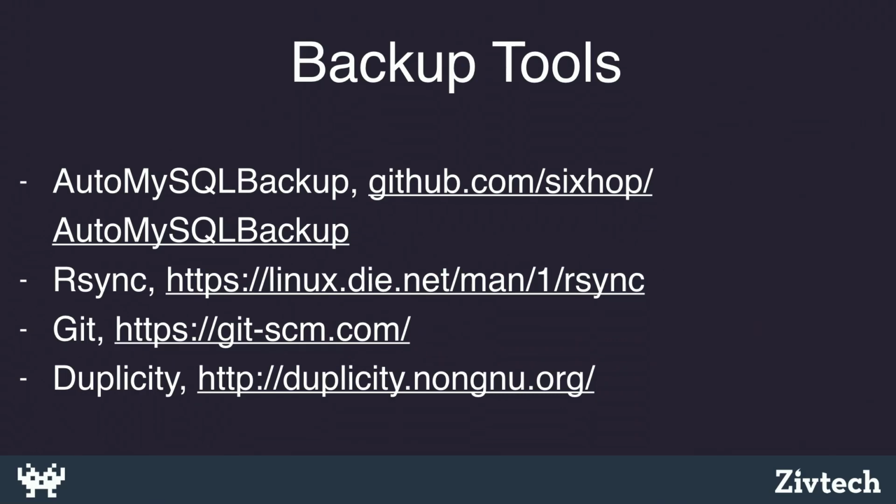Duplicity is a nice tool that I found and we've been using on a few things. It's really nice because it automatically encrypts the backup before you send it somewhere. So you set up encryption keys and things like that, and you can send encrypted backups to S3 or whatever remote location you need.